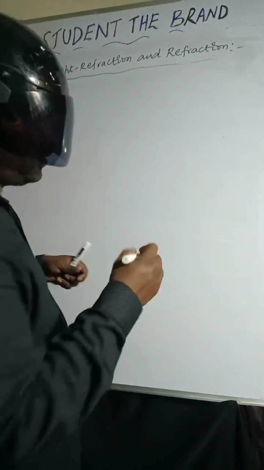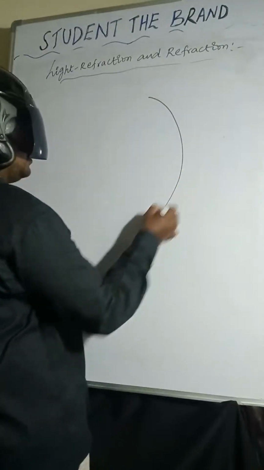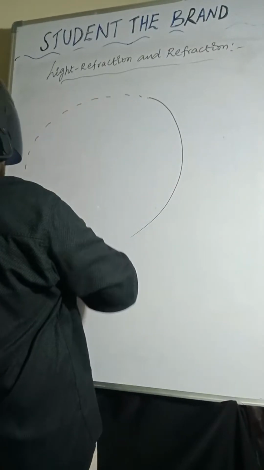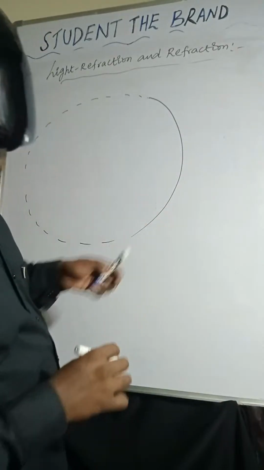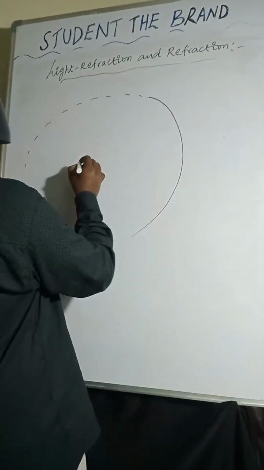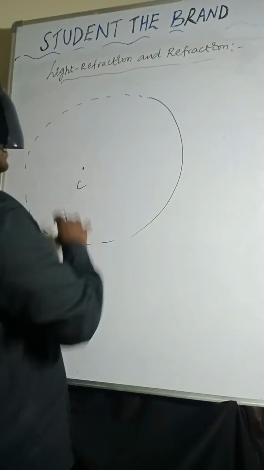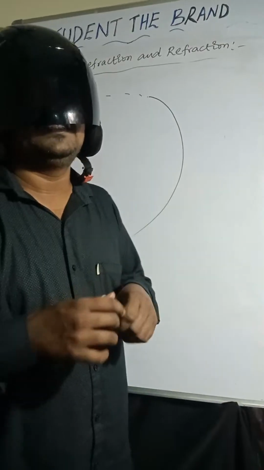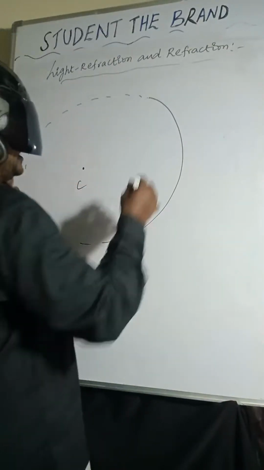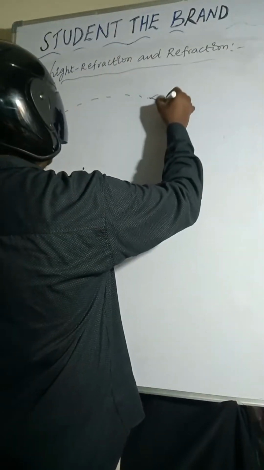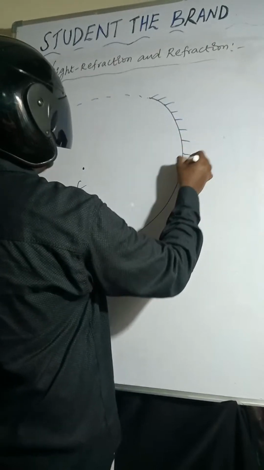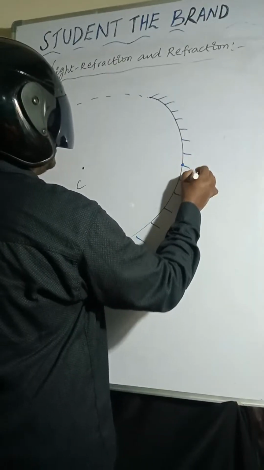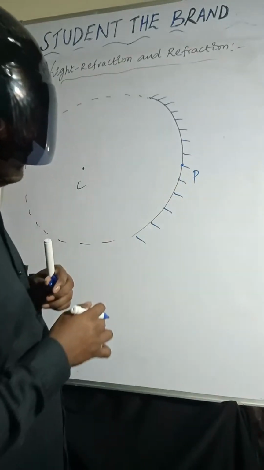So now I am taking like this. Concave mirror is a part of the sphere. So center of the imaginary sphere in which mirror is a part. So here reflection takes place inward. That's why it is concave mirror. So the midpoint of the mirror is called pole. So this is the midpoint. Midpoint of the mirror is called pole.